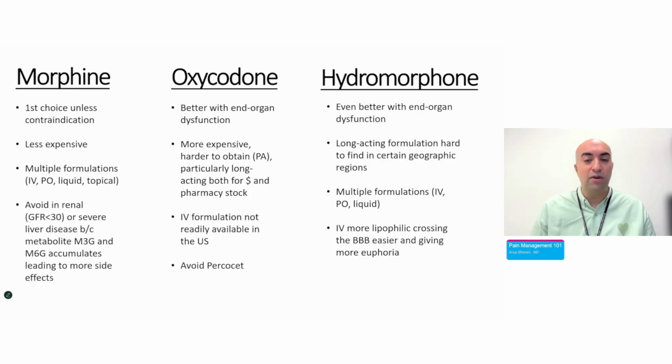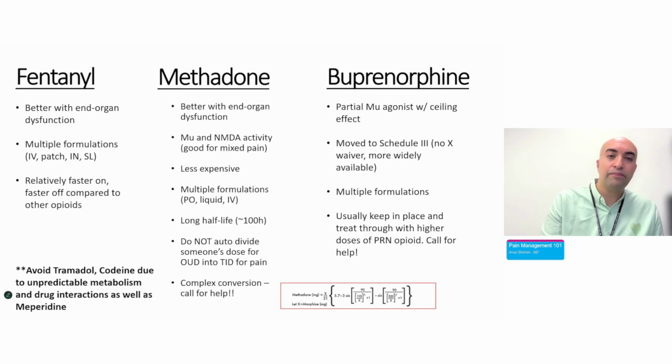Dilaudid also has multiple formulations. It comes in oral and IV, but can also be made in a liquid form. And of note, the IV formulation tends to cross the blood-brain barrier more easily, often giving a more euphoric side effect profile. So just something to think about, or people might report that to you.